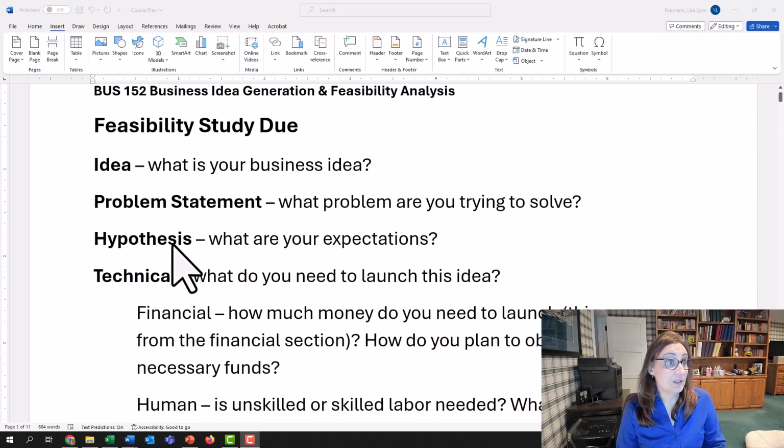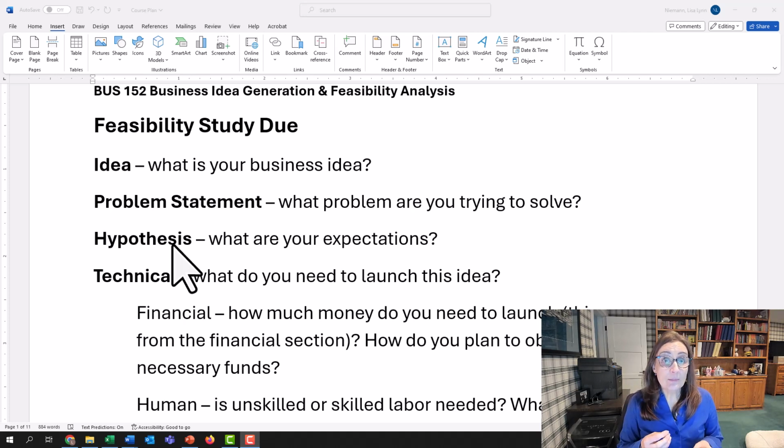The feasibility analysis begins with an idea. What is your business idea? And we're going to talk about ideation for the first 2 weeks. So we're going to talk about design thinking and creative thinking, and we'll go through an exercise on how to come up with a business idea. So after the first couple of weeks, you're going to be able to complete the first 3 sections of that feasibility analysis. It's the idea, the problem statement, and the hypothesis.